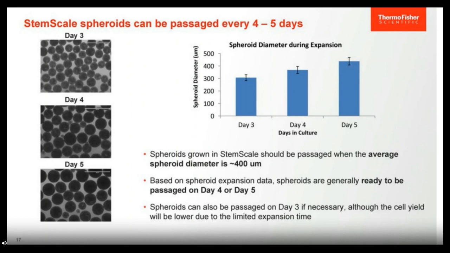On day 4, the average diameter is less than 400 microns, while on day 5, it's right at or slightly above 400 microns. So users can choose to passage either day 4 or day 5, depending on their needs for cell yields. You can also choose to passage on day 3 if necessary, such as if day 3 is falling on a Friday and you'd rather not passage on a Saturday or a Sunday. But if you're passaging on day 3, the cell yield will be lower due to the limited expansion time that these cells have had compared to a day 4 or day 5 culture.